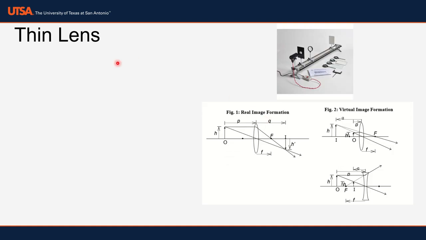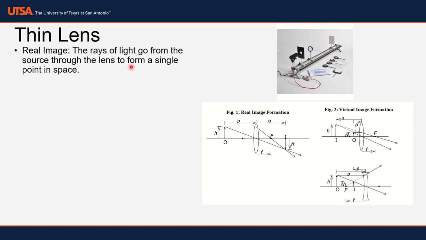So first, we're going to start looking at some of the basic definitions that we're going to be using, whether we have a real image or a virtual image, and what does that mean? So what is a real image? Well, a real image means that the light goes through the lens, and it goes from the single source through the lens to form a single point in space. So you're going to see a real image on the other side of the lens. This makes sense. The light is coming from here, and the image is formed over here, so the image is real. So this is the definition of a real image.